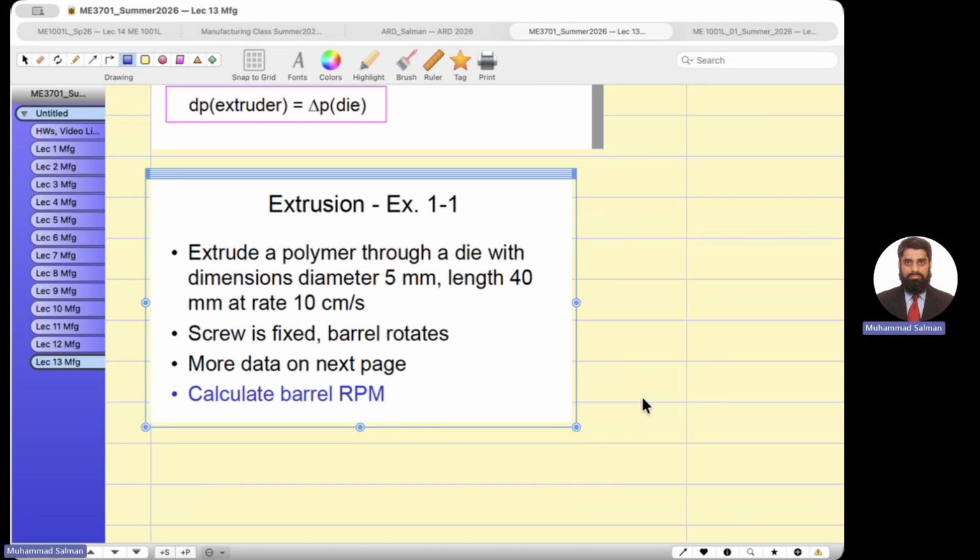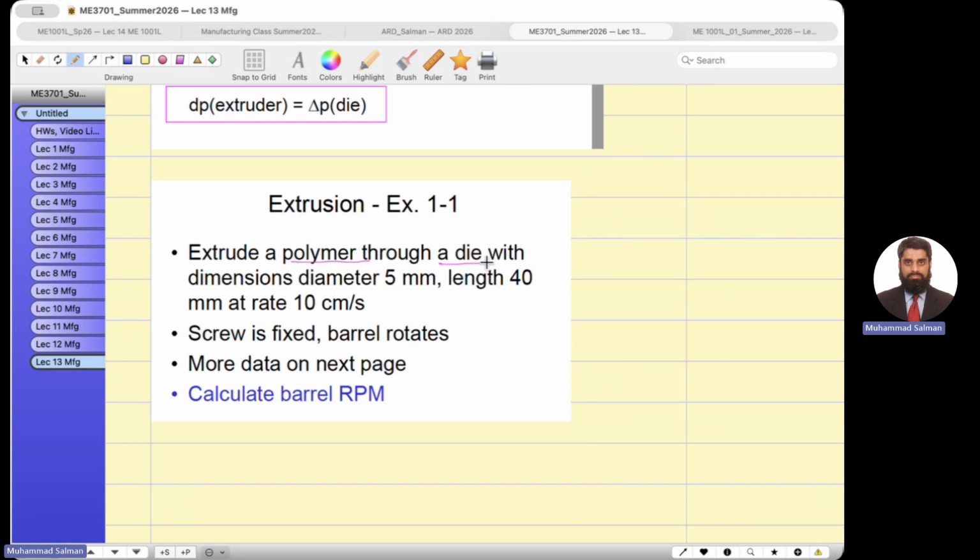So the cube, if I ask you, this is the extrude a polymer through a die. This is a screw side. Okay, the screw side is here. This is the barrel, and once it pushes forward through the die into the mold, this is our mold cavity, or a die which has a mold inside.